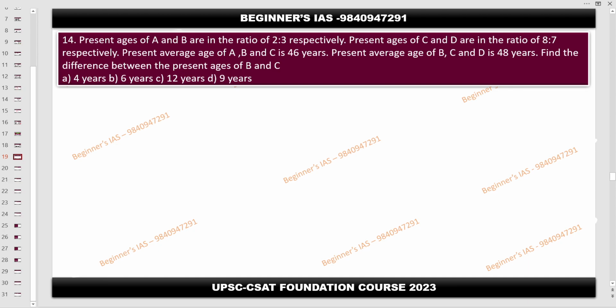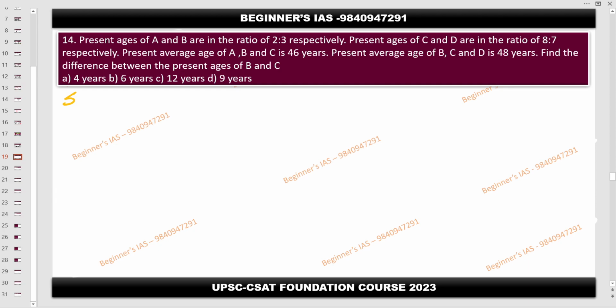So next is sum number 14. Here the question is: present ages of A and B are in a ratio, and present ages of C and D are in a ratio. What they have provided is the present average age of A, B, C, then another average age of B, C, D. They are asking you to find the difference between the present age of B and C.